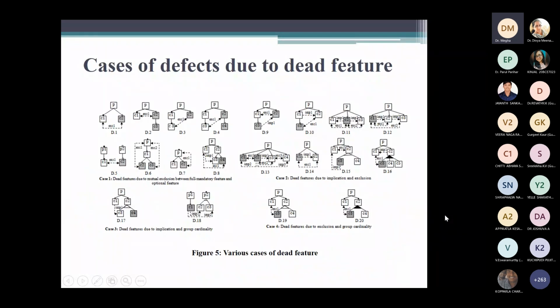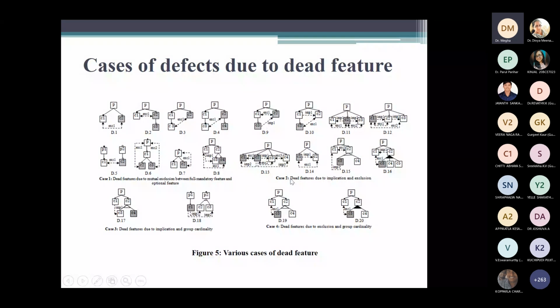Now let's move ahead with the various cases of defects due to dead feature. The defects due to dead feature have been categorized into 4 cases. So let's start with case 1. Case 1 includes the dead features due to the mutual exclusion between a full mandatory feature and an optional feature. Have a look at D.1. P is the parent, C1 and C2 are the child features. C1 is your full mandatory feature and C2 is your optional feature. An exclusion between a full mandatory feature and an optional feature will make this optional feature a dead feature. So this is one of the cases under case 1.